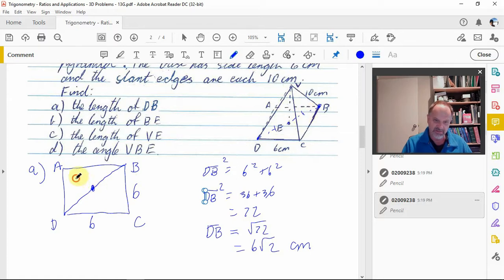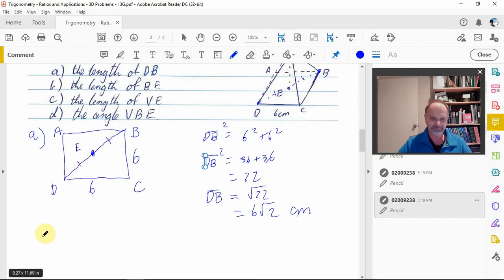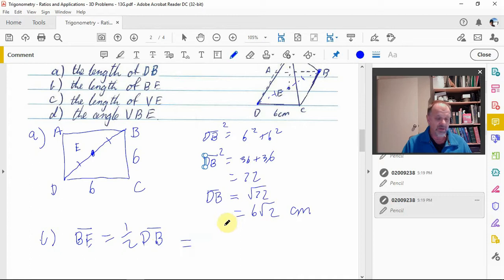So here on this diagram, there's our E, and these are the same. So that's halfway, obviously, looking at it that way. So B to E is a half of D to B, which would then be, I believe, a half times 6 root 2, which would be 3 root 2 centimetres.